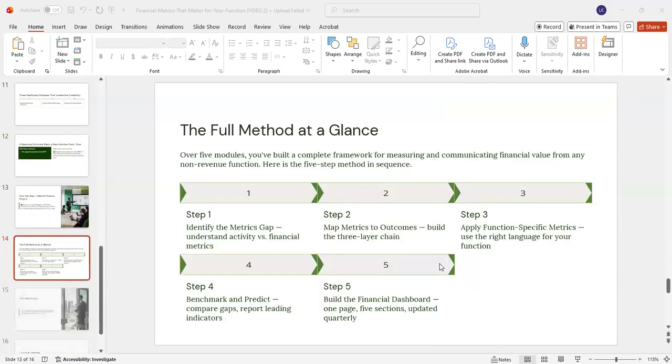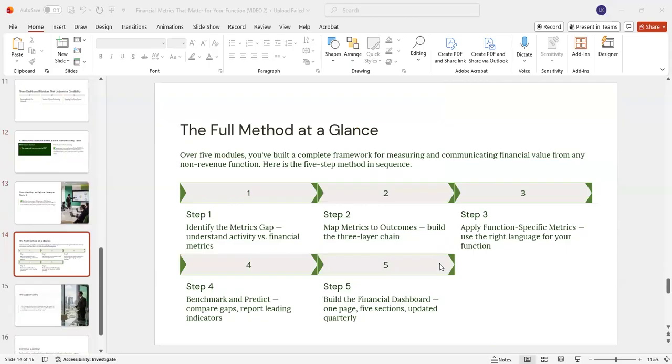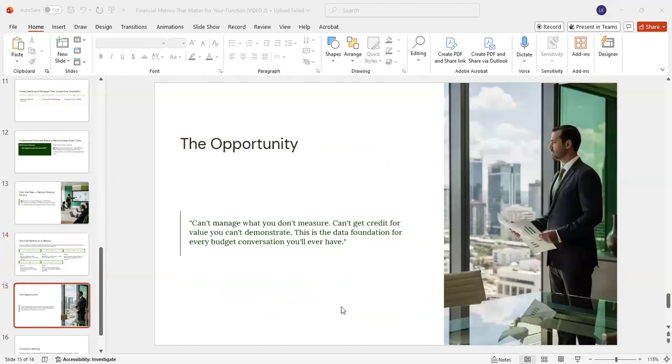So, anything else? So we have so far talked about identifying the metrics gap, mapping metrics to outcomes through the 3-layer chain, mapping activity metrics to outcomes, applying function-specific metrics, using the right language for your function, benchmarking, using forward-looking indicators, and then building the financial dashboard.